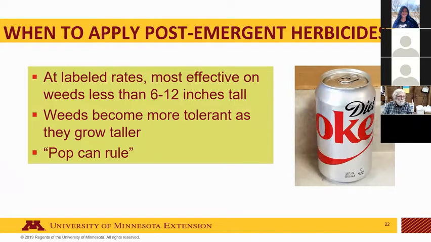When to apply post-emergent herbicides is really important. Like I said before, at the actual legal labeled rates, they are always going to be most effective on weeds that are less than 6 to 12 inches tall, and weeds become more tolerant as they grow taller. So that's why I mentioned before the pop can rule. If you need to take a pop can out to the vineyard with you, go ahead and do that, but make sure that you're getting out there and getting those weeds before they get taller than a pop can.